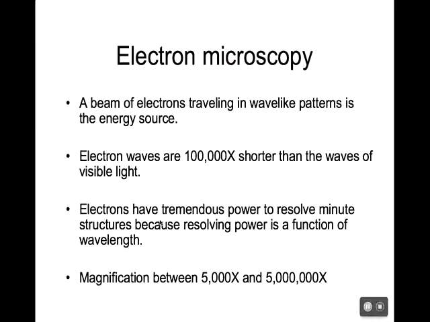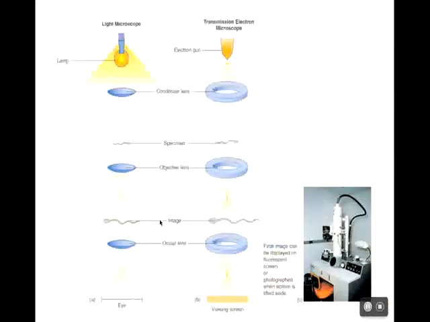There was a huge change in biology once they came up with electron microscopy. Now, it turns out if you get electrons moving very, very quickly, if you force them to move at an extremely fast rate, as they move, they begin to move in a wave-like pattern. So a beam of electrons traveling in a wave-like pattern is what's being used as the source here in electron microscopy. Instead of using light, you're using a beam of electrons.